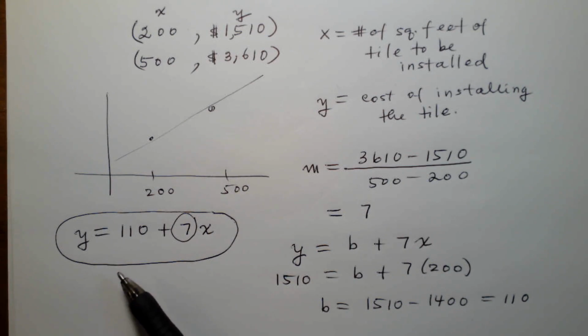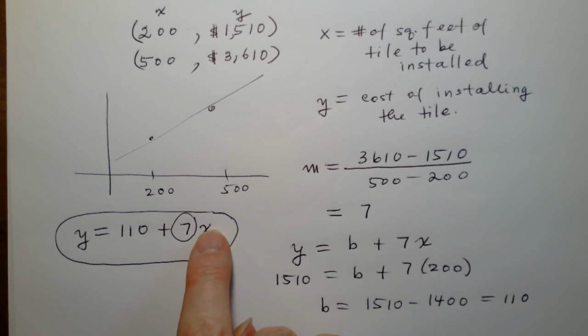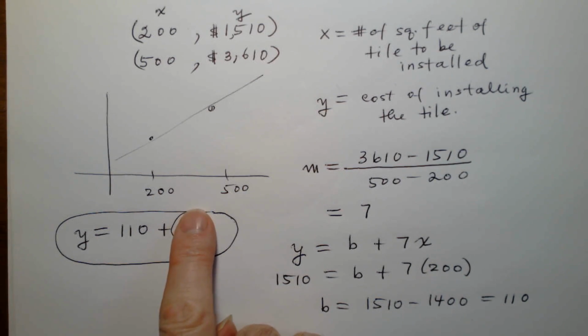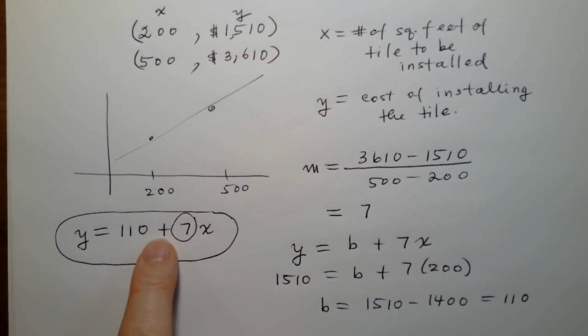What is the meaning of the intercept, this 110? What is the meaning of the intercept for this line? Well, typically you can find the meaning of the intercept by imagining what it means for the input variable to be 0. So what this is saying is that even if I want 0 square feet of tile installed, I've already incurred a charge of $110. And you can think of that as what's usually called a fixed cost.